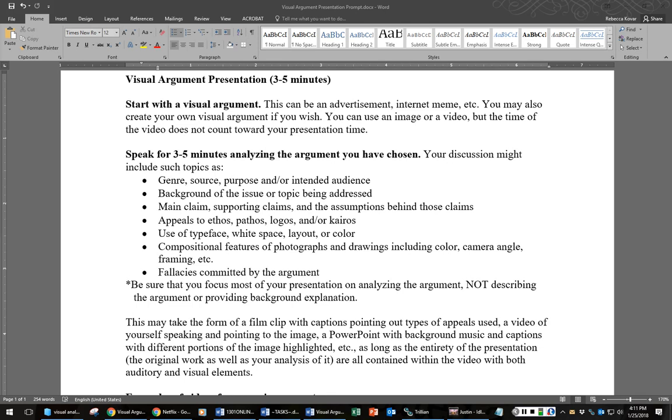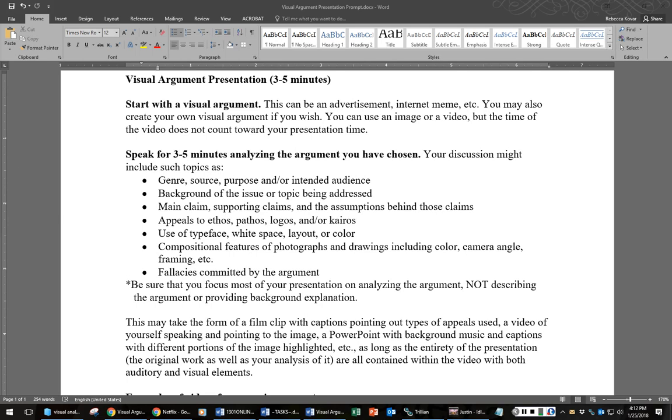When you look at your argument, you consider the main claim that's being made, supporting claims if there are any, any assumptions behind any of the claims. Is the visual argument making appeals to ethos, pathos, logos, and/or kairos? How is it doing so? How are they using typeface? What kind of font are they using? To what effect? How are they using white space? How is that working? What kind of layout? What kind of color? Those are all important things.